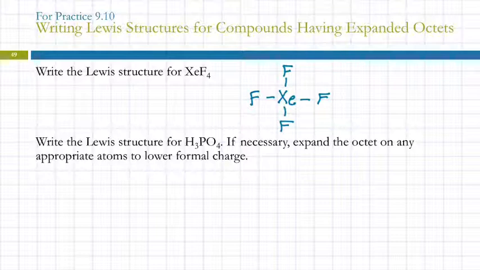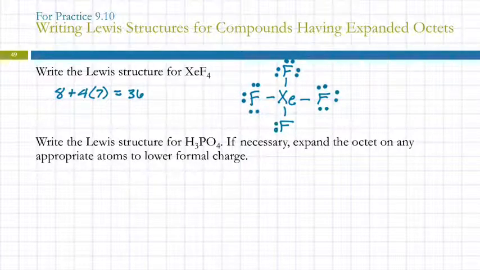Then we have to count up electrons. How many valence electrons does xenon have? 8. And I have 4 fluorines, and they each have 7. So that's 28 plus 8 is 36. So 2, 4, 6, 8, 10, 12, 14, 16, 18, 20, 22, 24, 26, 28, 30, 32. I've given everyone an octet, and I've only used up 32 electrons.